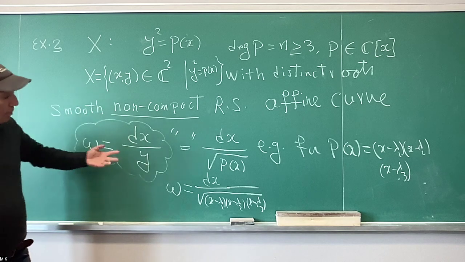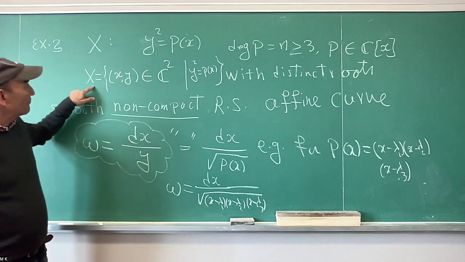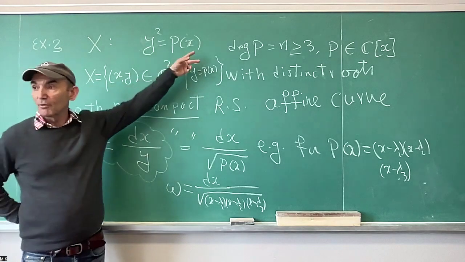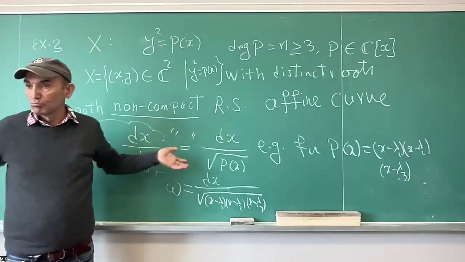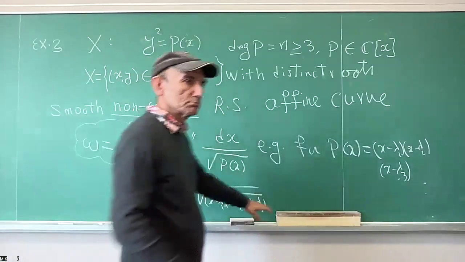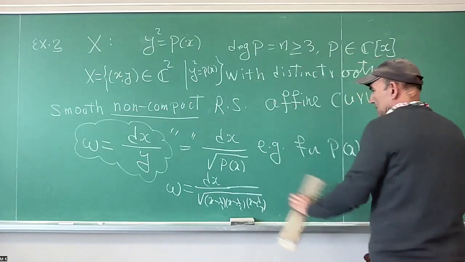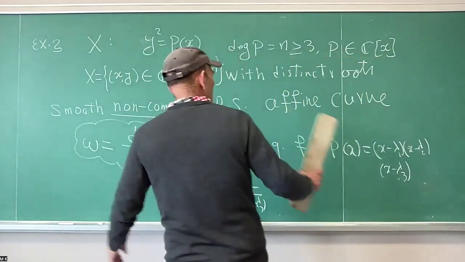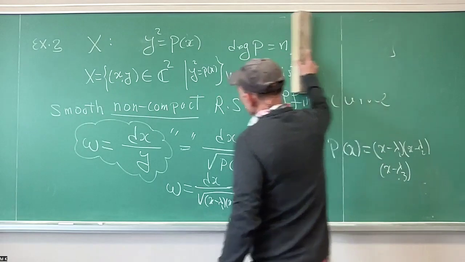Now, at all points where y is different from 0, where p of x is different from 0, this is obvious, right? Because you just divide. Okay, so let me tell you how to think about this, because it's indeed quite confusing. So let me tell you how to think about it.